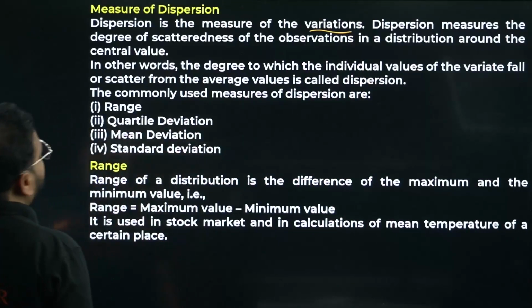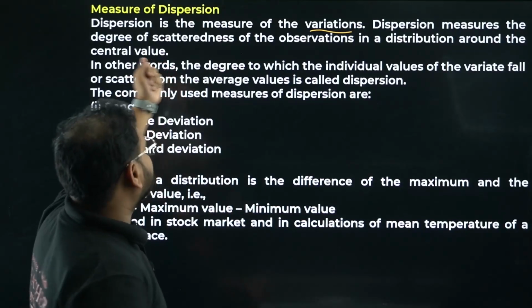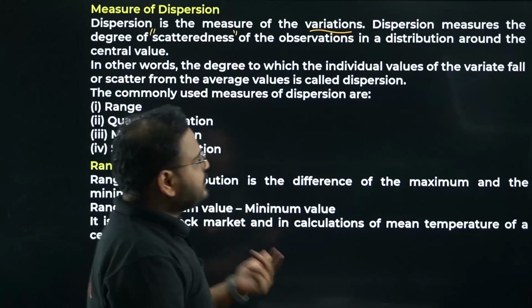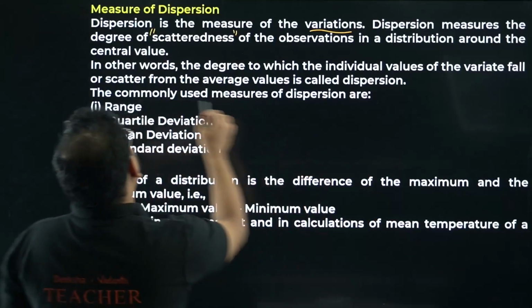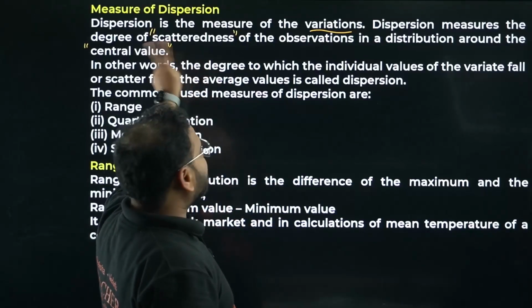Dispersion is the measure of the variations. Dispersion measures the degree of scatteredness. Very important word: the degree of scatteredness of the observations in a distribution around the central value. Very important, two important words: scatteredness around the central value.